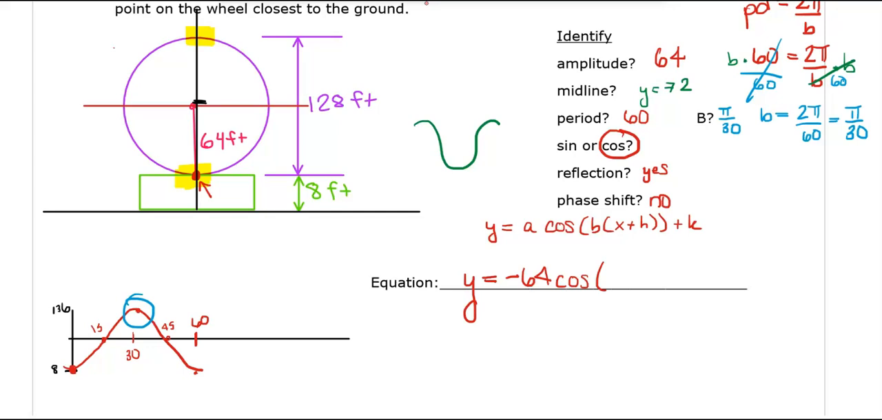We found b is pi over 30. So this is pi over 30, x plus h. Well, I don't have a phase shift, so there's no h. And because we're talking about time and trying to be in context here, I'm going to say just t. Okay, and then plus k. K, whatever you have for k, remember that's going to be whatever your midline is. So this is going to be plus 72. Now I have the equation, and that should get me everything I need for this one.